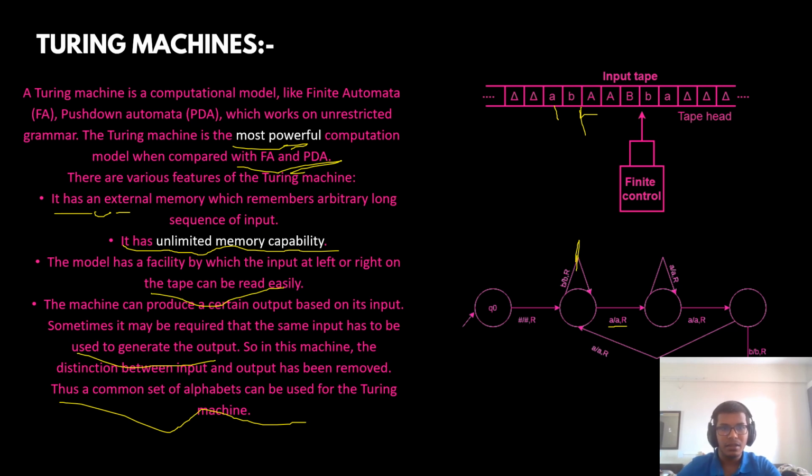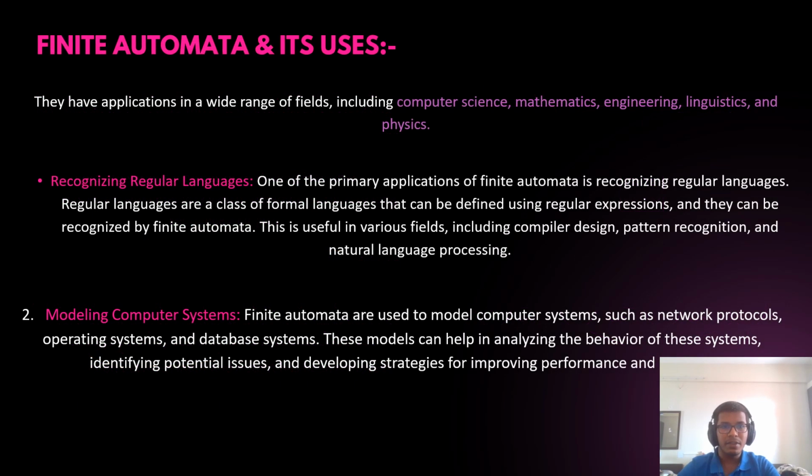Next up we have finite automata and its uses. Finite automata have applications in a wide range of fields, including computer science, mathematics, engineering, linguistics, and physics. Finite automata is mostly used for recognizing regular languages.